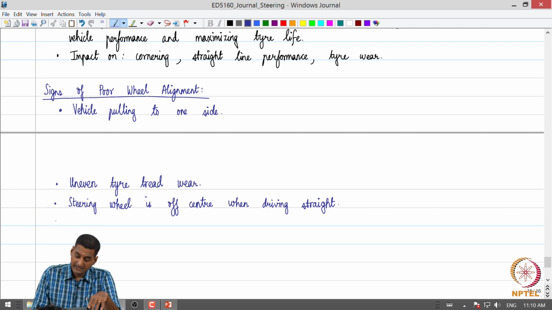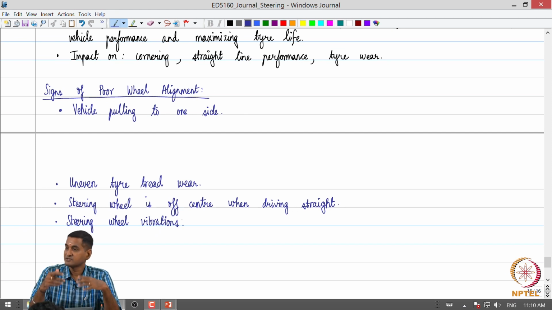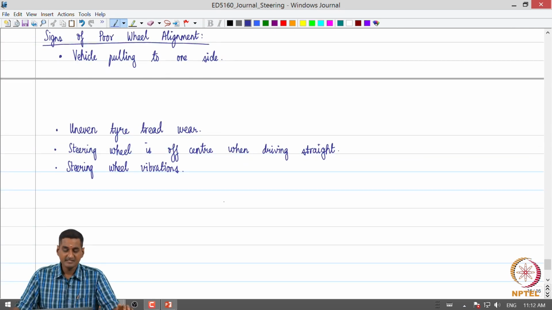Okay. And sometimes, if the wheel alignment is not proper, we will also get steering wheel vibrations that are felt by the driver, right. So, which is also a sign of poor wheel alignment. Okay. So, these are the signs of poor wheel alignment.